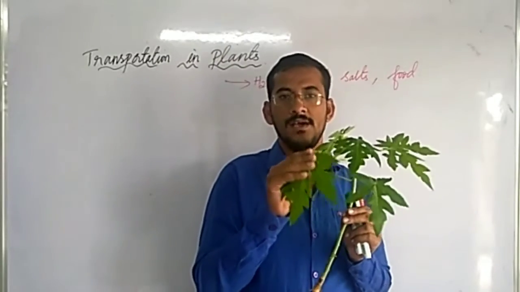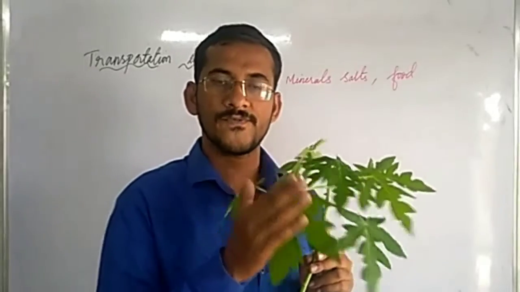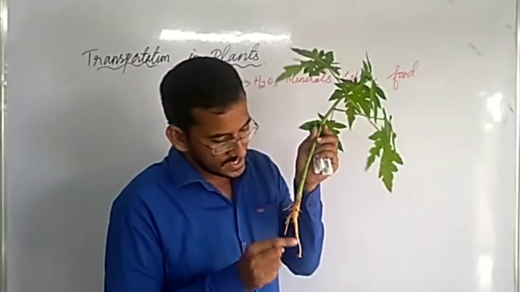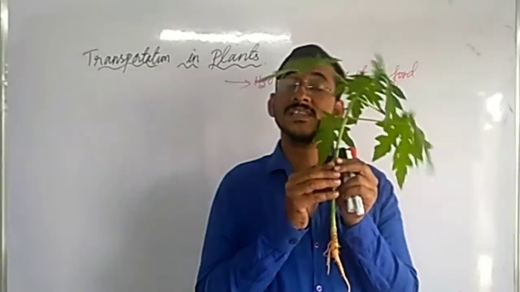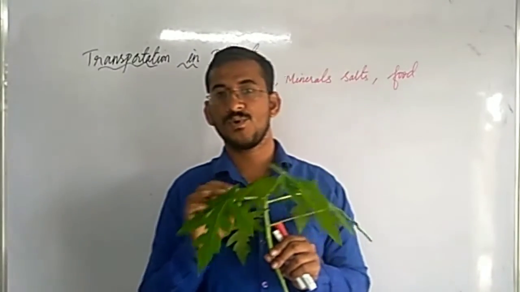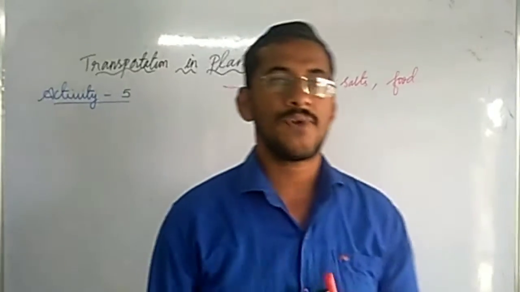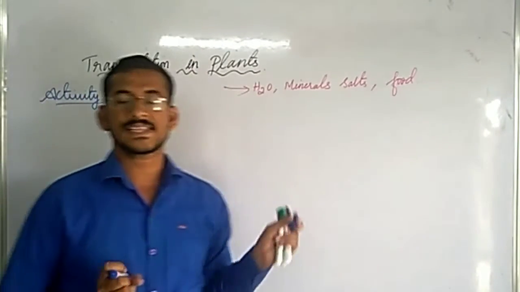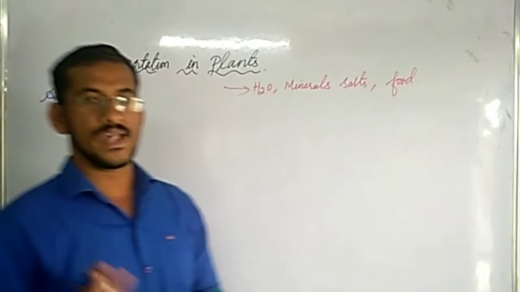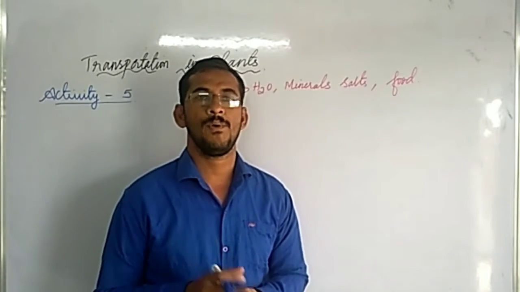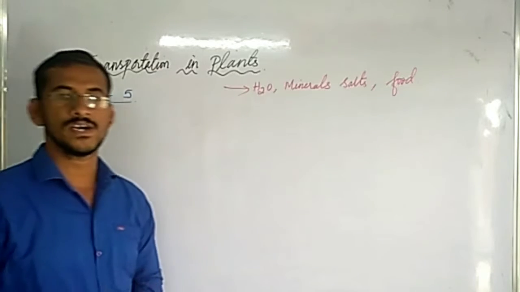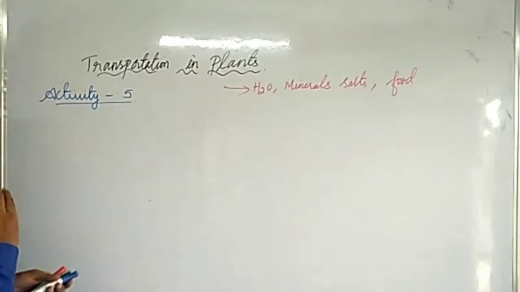Leaf will prepare the food. After preparing the food with the help of photosynthesis, this has to be transported. So here xylem helps in transporting the water and here phloem helps in transporting the food. In activity 5, our aim in conducting this activity is to observe how water is transported with the help of root hairs. So, observation of conduction of water by root hairs, that is our aim.